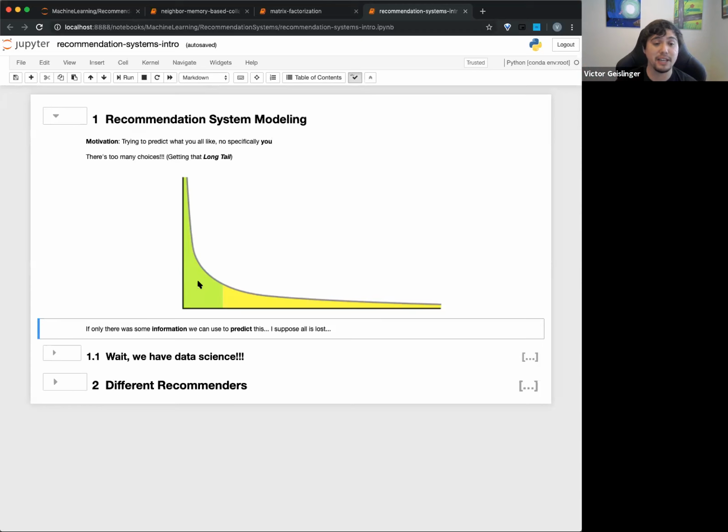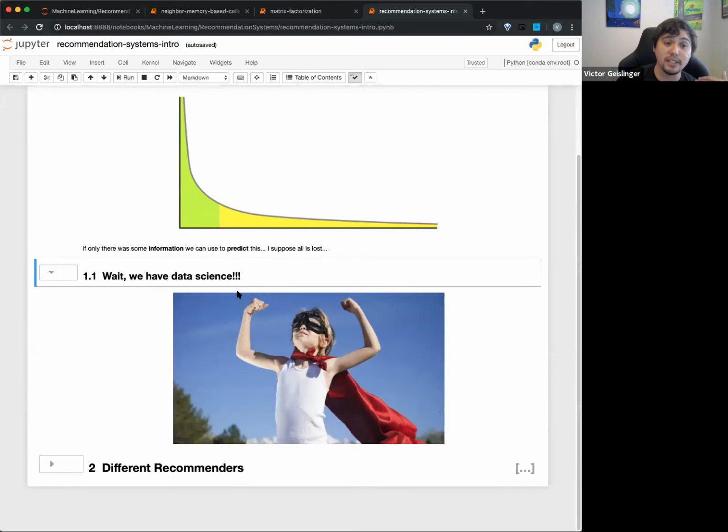Now, the thing is that we actually have to use information to predict this. Well, that's okay since we're data scientists, right? So we're actually going to do this. We're going to use information to predict this. Again, this is probably not really new information about what we're going to do.